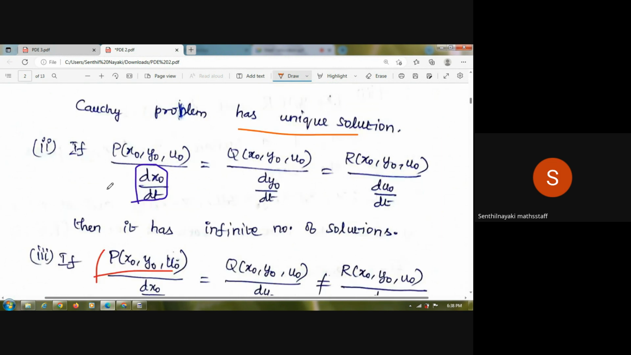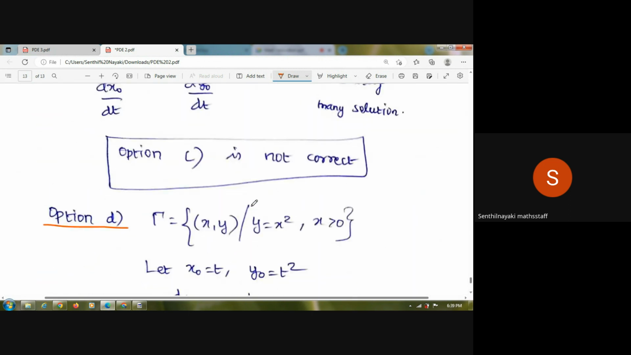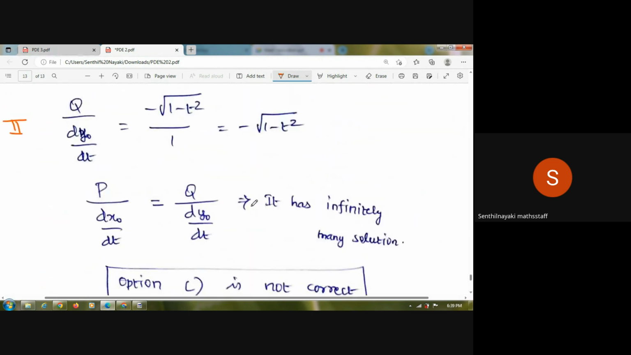With the help of this result, a simple question will be asked in the SET exam. For this Cauchy problem, we have to check whether it has exactly one solution, exactly two solutions, infinitely many solutions or no solution. This type of problem may be asked in the SET exam, and since the last problem is a little bit difficult, this type of problem may be asked in NET alone. This is my guess, but you go through this type of problem also.